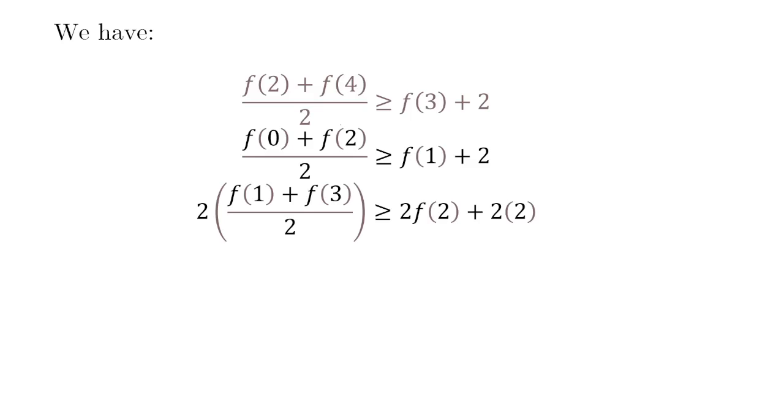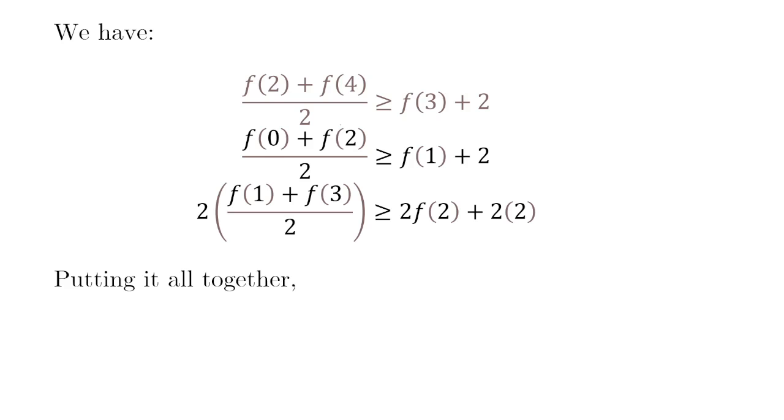If we're strictly just copying the 0, 2, 4, which leads to the 1, 3, which leads to the 2, we have something like this. We have (f(2) + f(4))/2 is at least f(3) plus 2, (f(0) + f(2))/2 is at least f(1) plus 2, and (f(1) + f(3))/2 is at least f(2) plus 2, but then we multiplied both sides by 2.